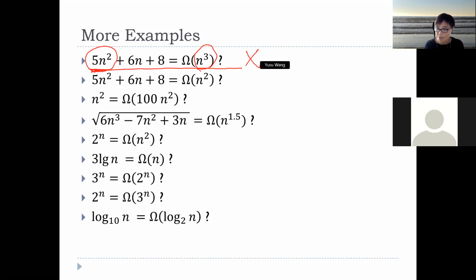This is intuitive, but you can also prove this formally by using the limit of f(n) over g(n). Okay, and on the left-hand side is a quadratic function, which has the dominating term. The right-hand side is a quadratic function. So clearly, this is bounded from below by n squared. Okay, so this is true. How about this one?